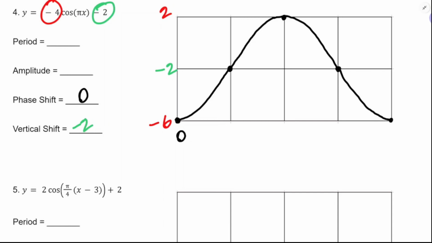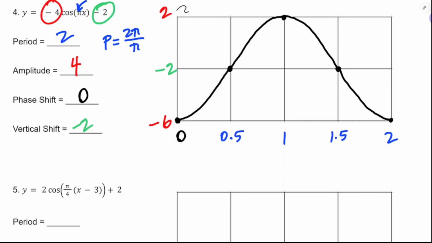I don't think I wrote in that the amplitude was 4 here, but for the period, it's period equal to 2 pi divided by b, where b is that multiplier number right there. And so that's pi, 2 pi over pi is 2. So I'm going to go over here to 2, and halfway between 0 and 2 is 1, so it'll be 1.5 and 0.5.